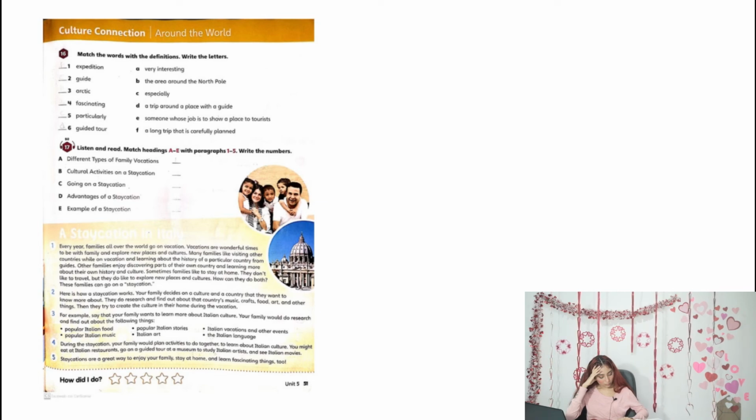For example, say that your family wants to learn more about Italian culture. Your family would do research and find out about the following things: popular Italian food, popular Italian music, popular Italian stories, Italian art, Italian vacations and other events, the Italian language. During the staycation, your family would plan activities to do together to learn about Italian culture. You might eat at Italian restaurants, go on a guided tour at a museum to study Italian artists, and see Italian movies. Staycations are a great way to enjoy your family, stay at home, and learn fascinating things too.